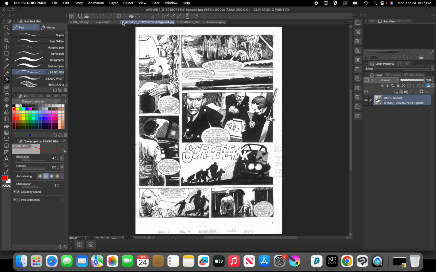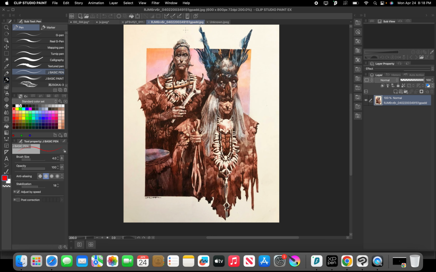There's another sequential piece. So it seems like these guys are waiting to, looks like they're waiting to rob a bank, right? Something like that. One of his paintings. Looks like some shamans. I think he does a lot of these kinds of paintings.